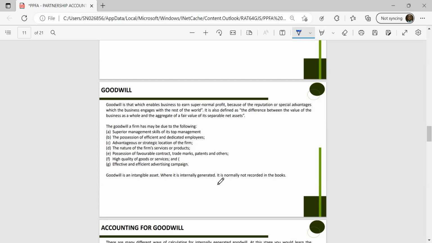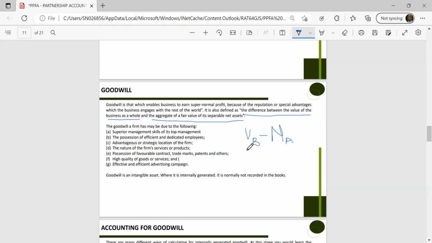It is defined as the difference between the value of the business as a whole and the aggregate fair value of the separable net assets. That is how you calculate goodwill. The value of the business, minus the fair value of its net assets. The value of the business minus the value of its net assets. That's how you get goodwill.